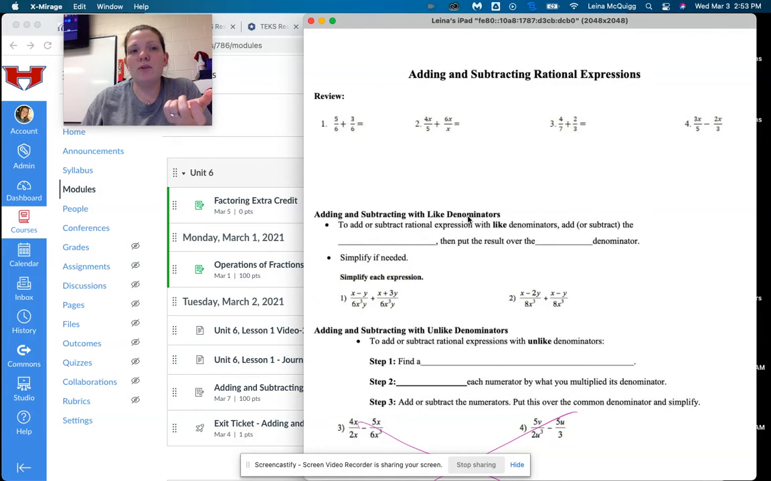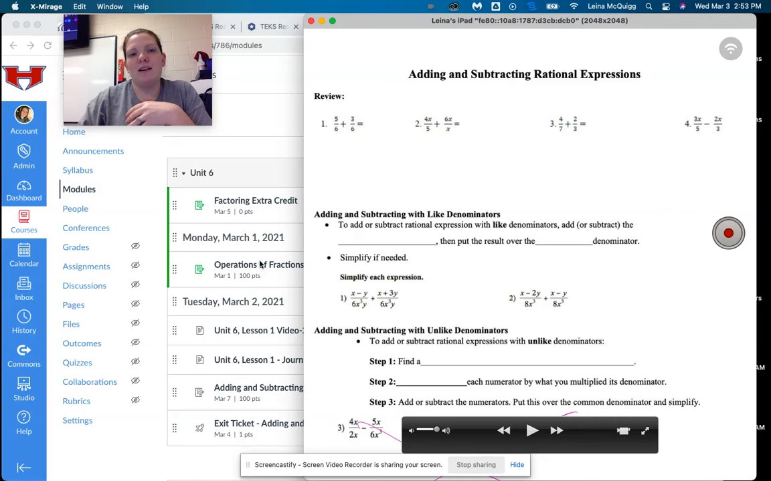So we're now moving into a unit where we're dealing with rational expressions. This means we're going to have expressions with variables and terms, more than one term, in a fraction form. So in a numerator and denominator. So we need to understand how to add and subtract fractions first, and that's why I gave that operations of fractions assignment on Monday.